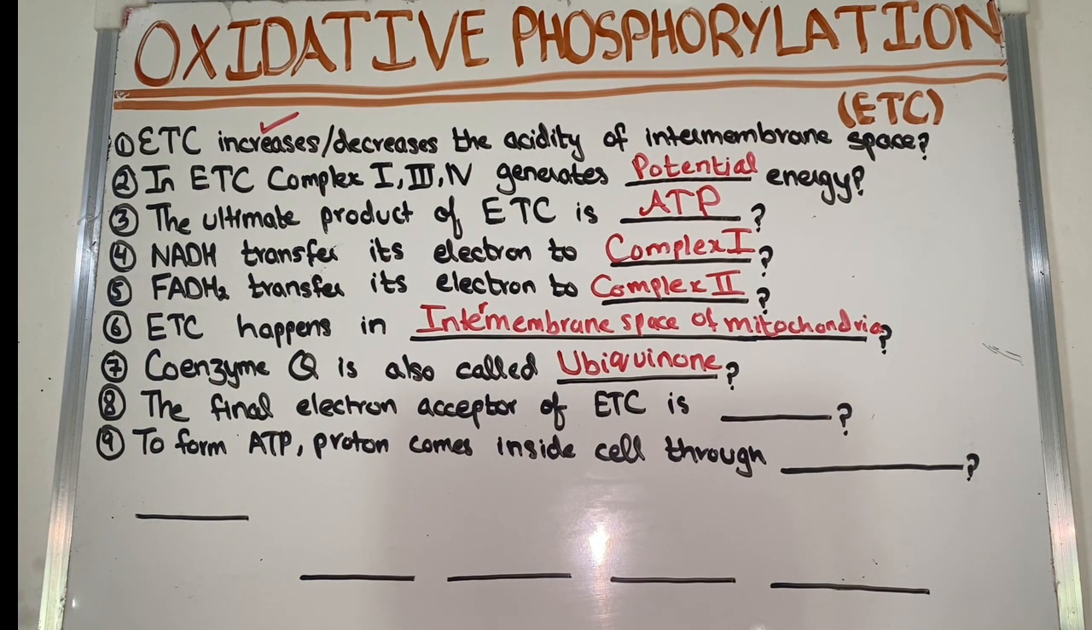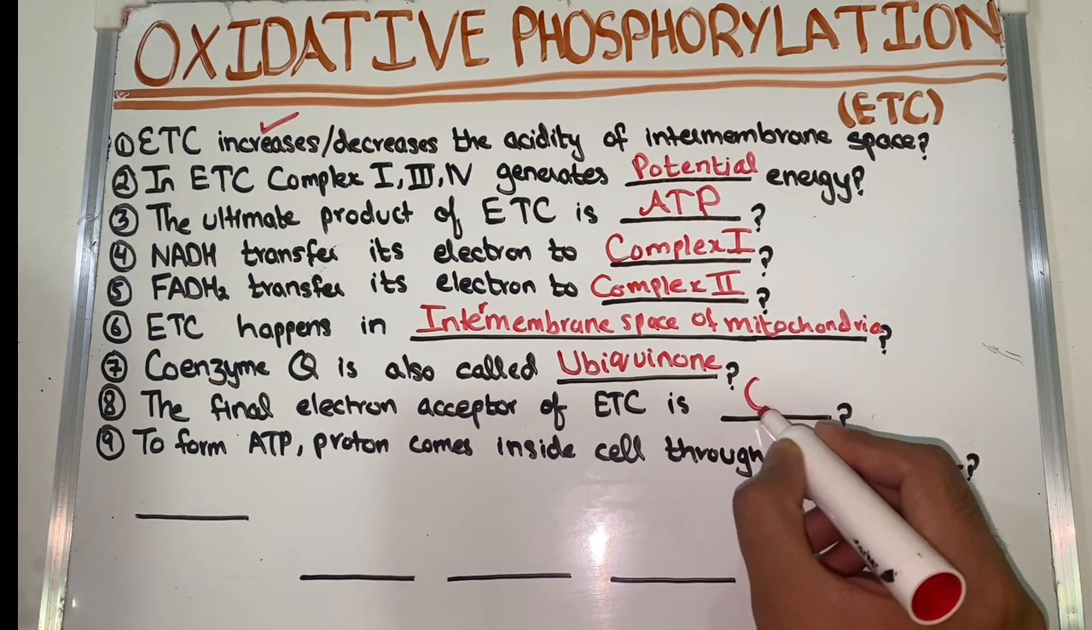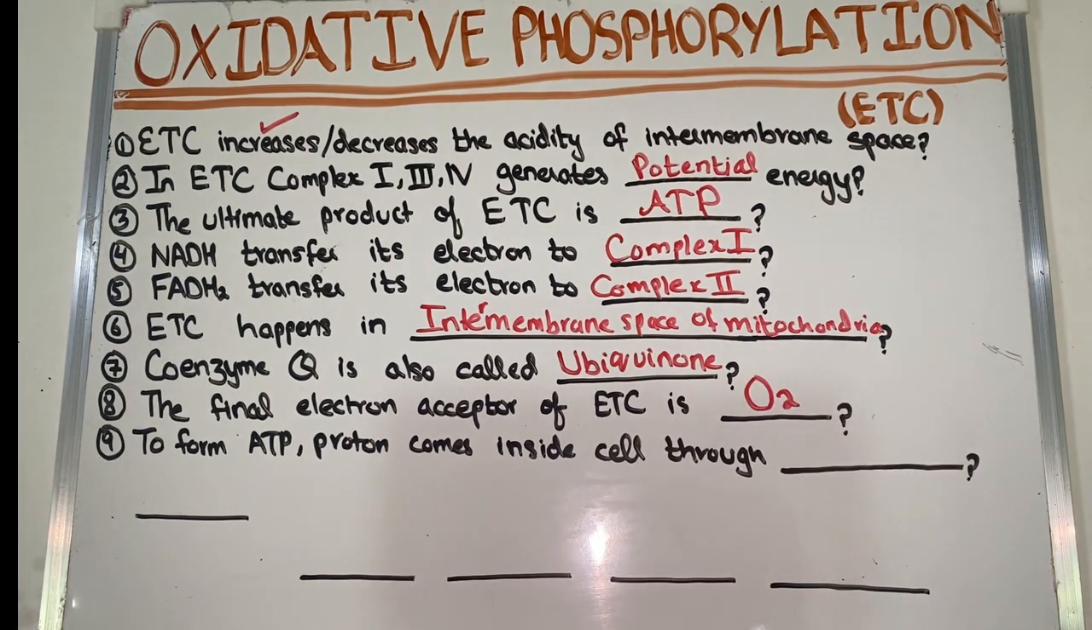The eighth question is, the final electron acceptor of electron transport chain is? As we know, there is only one molecule which accepts electron in electron transport chain, which is oxygen, and it helps to convert it into water.